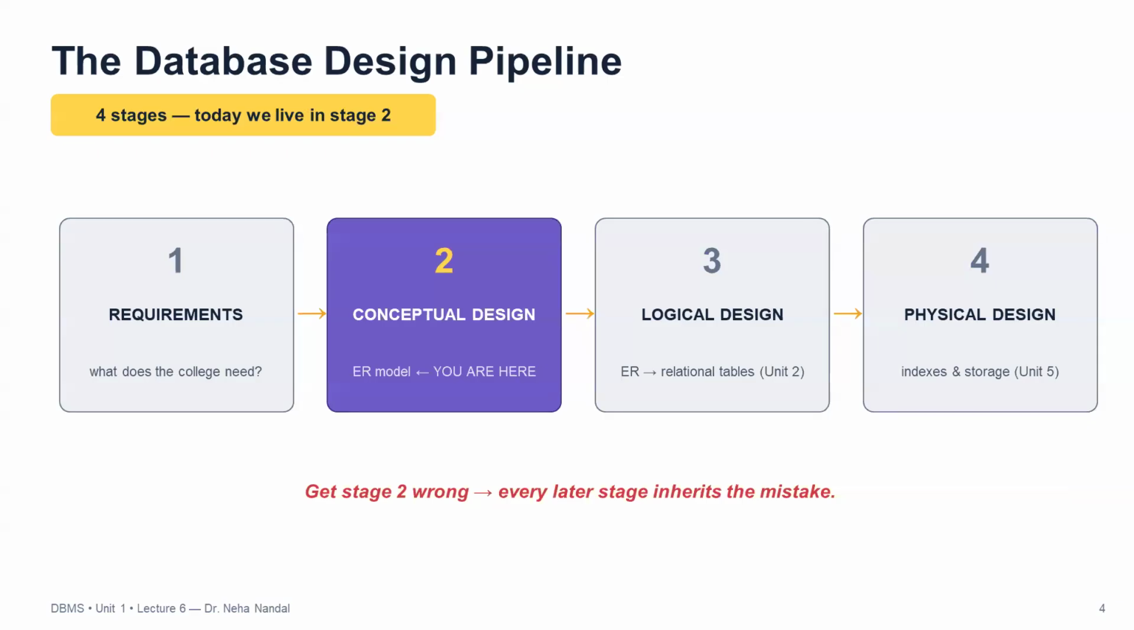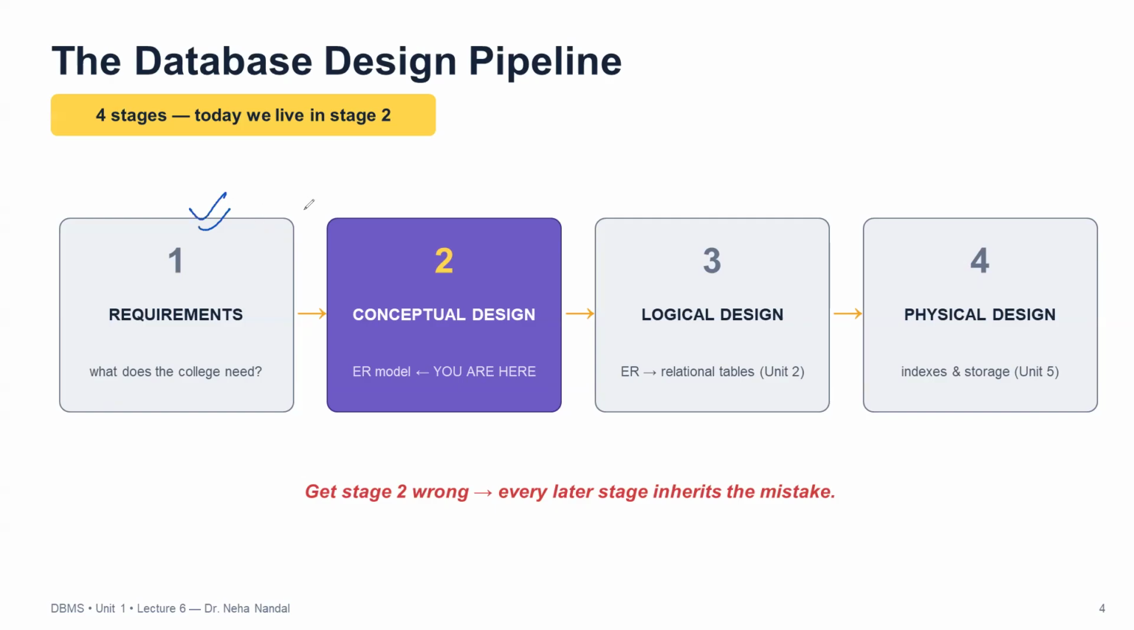Okay, so the thing is, our database design happens in some phases. I would say the first phase is requirements. That means sitting with your client and asking what our system needs. Basically, you can think of it like the college needs to track students, courses, marks, faculty, everything. So what are the requirements?